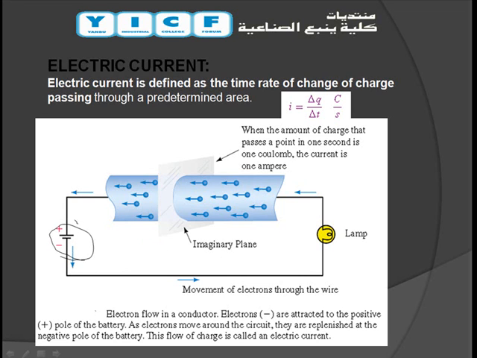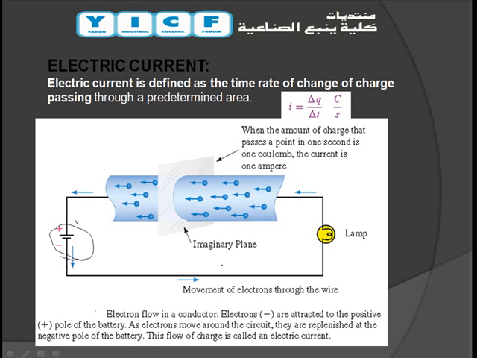This is the movement of electrons through a wire. Electron flow in a conductor. Electrons, as we know, are negatively charged. They are attracted to the positive pole of the battery. As electrons move around the circuit, they are replenished at the negative pole of the battery. This flow of charge is called the electric current.